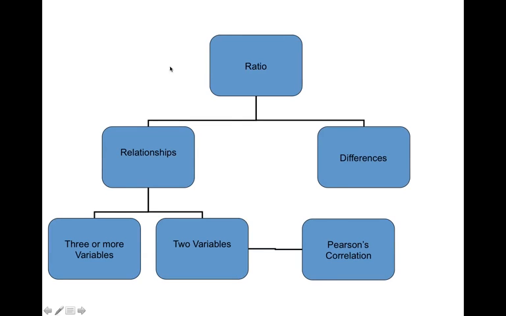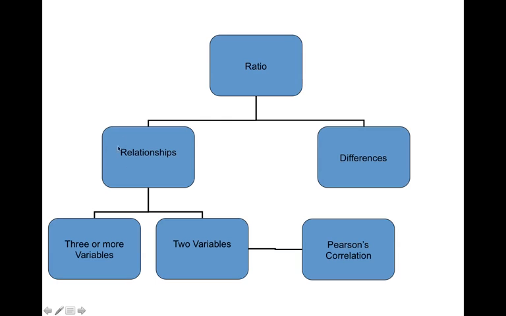So first of all, we need to establish the type of data involved. In this case, it may be that we're using ratio data. Having established this, we then need to establish the purpose of the test. Are we looking for significant relationships, or are we looking for significant differences between groups?